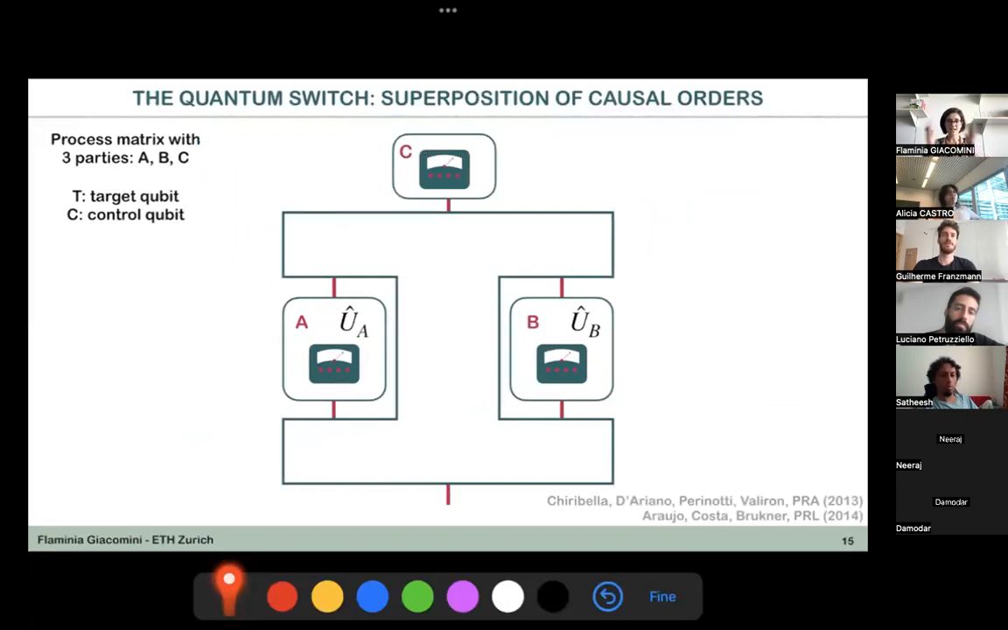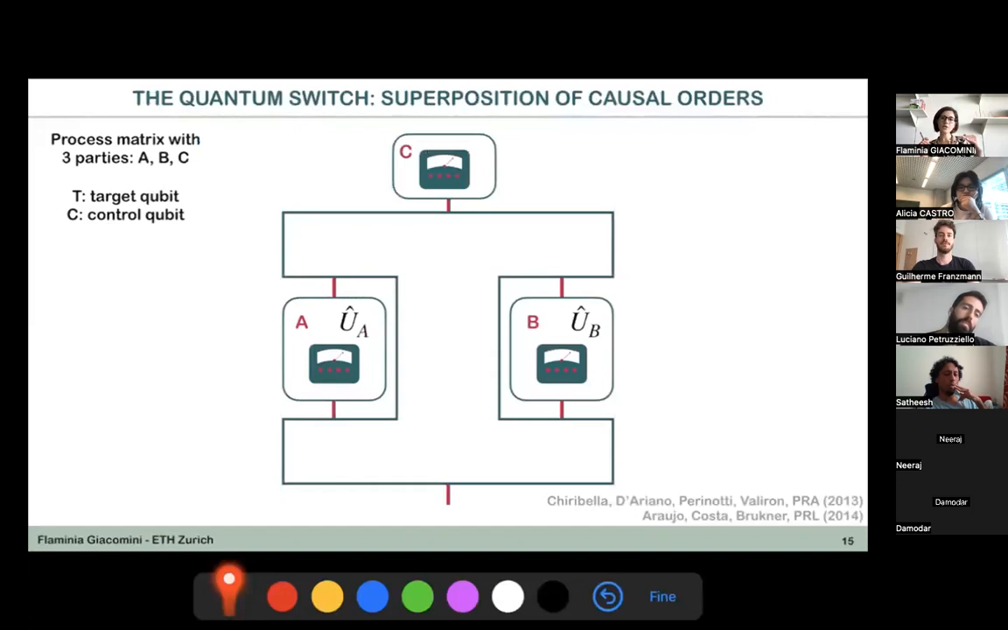Now, I change the topic a little bit to move back to the clocks in the next slide. This is something that I didn't have time to introduce in the first lecture, but it is a process matrix that has 3 parties, and I just anticipated the name of this when I was telling you about the different levels of indefinite causality.